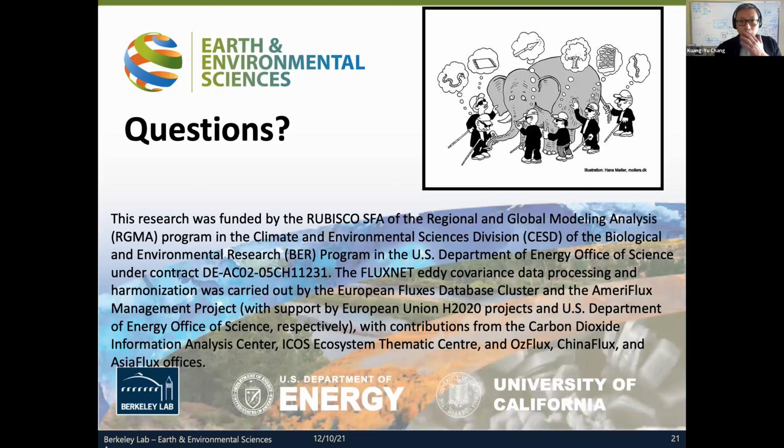And I think this is a science version of the blind man and the elephant. Both the leaf scale and ecosystem scale measurements are reliable and valuable, but we have to understand what contributes to the emergent signal. So with that, I'll be happy to take any questions.